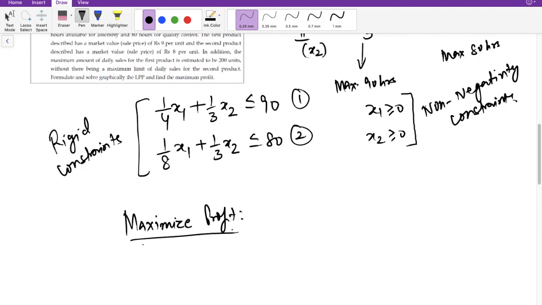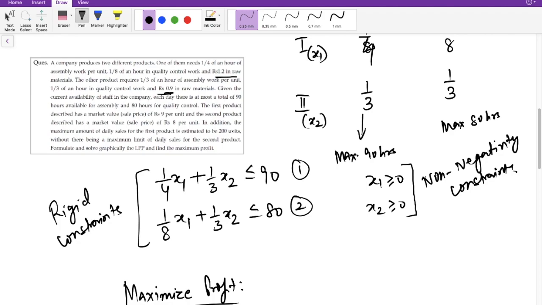If you just look at the problem again, the first product described has a market value of rupees 9 per unit, and the second product described has a market value of 8 per unit. So they have given you the selling price. One unit of product 1 can be sold at 9 rupees, but how much are you investing in the raw material of product 1 per unit? It is rupees 1.2. So your profit for 1 unit is 9 minus 1.2 rupees, and you are manufacturing x1 units. So this is the total profit obtained by selling x1 units of product 1.